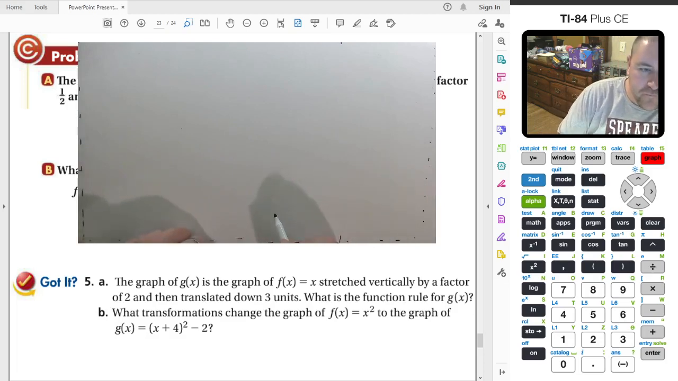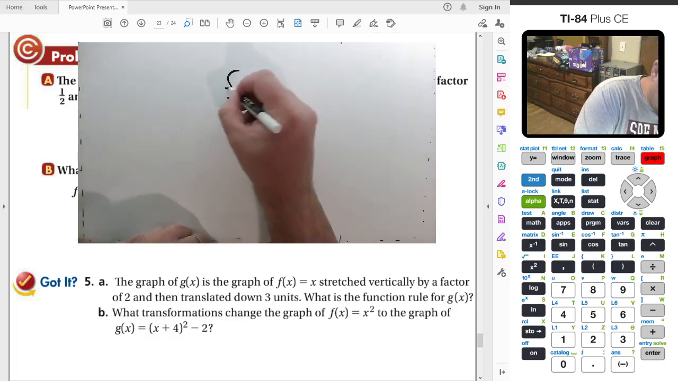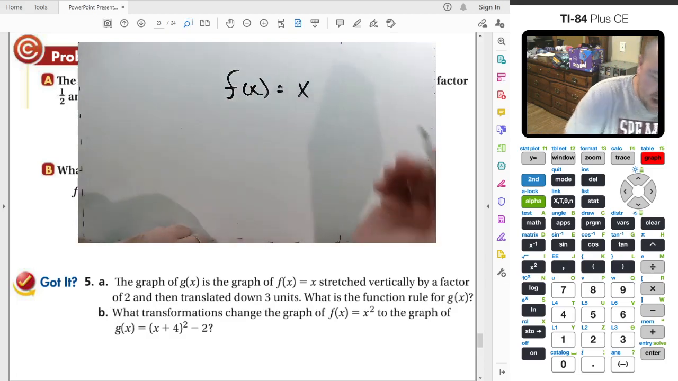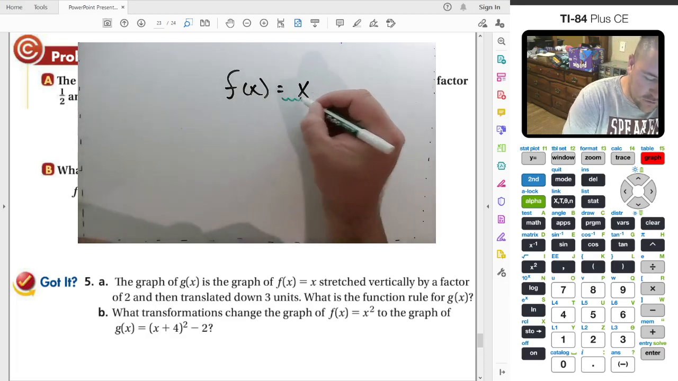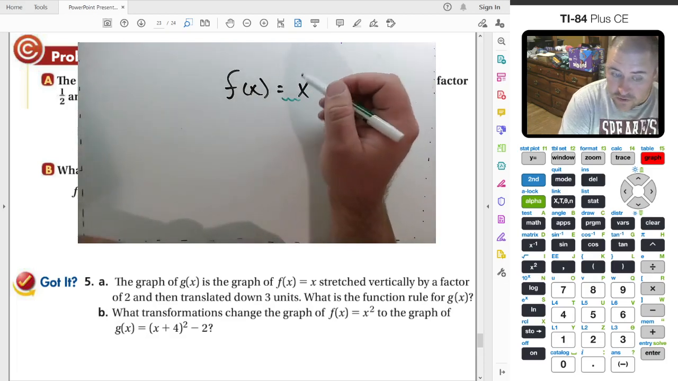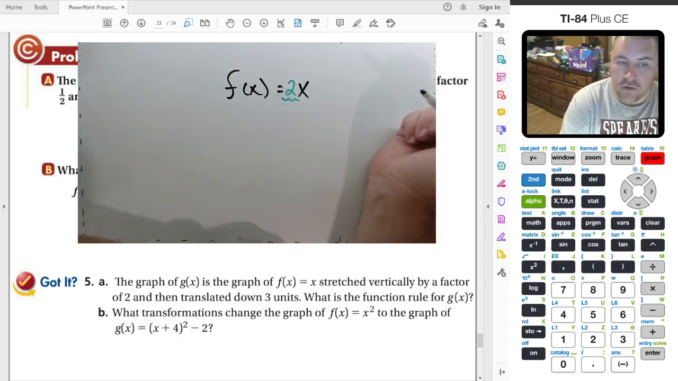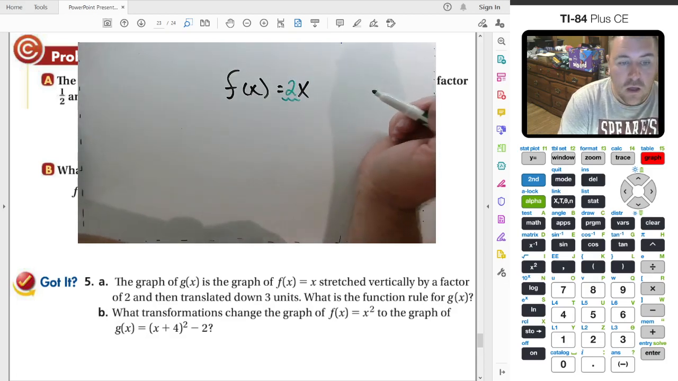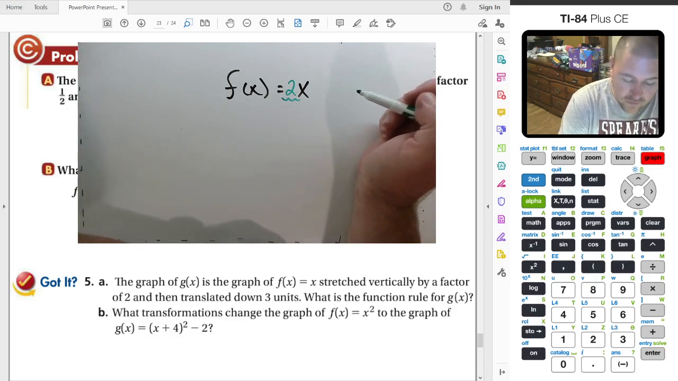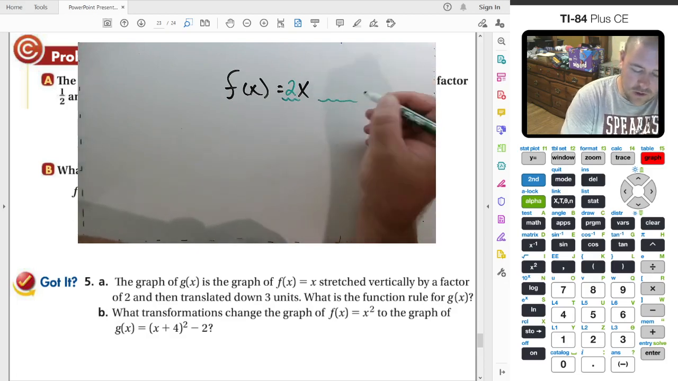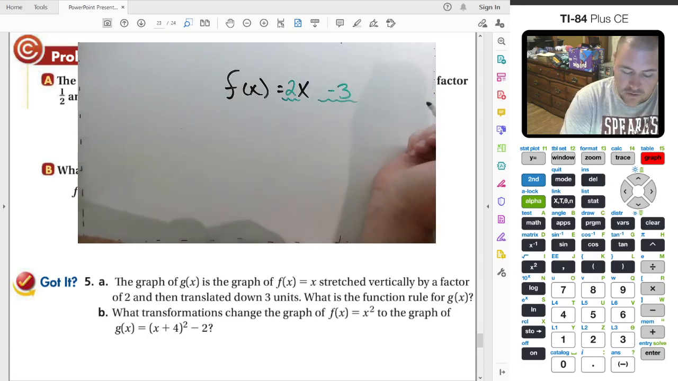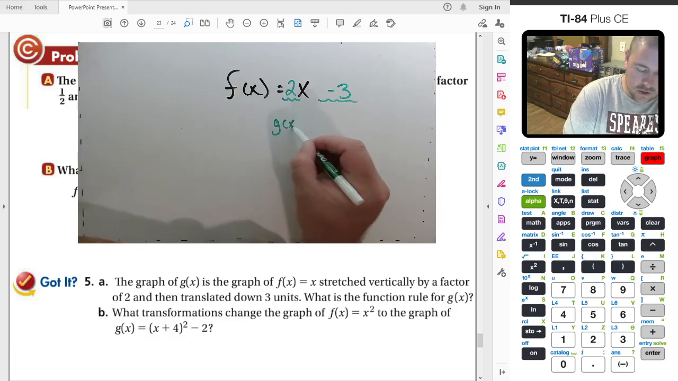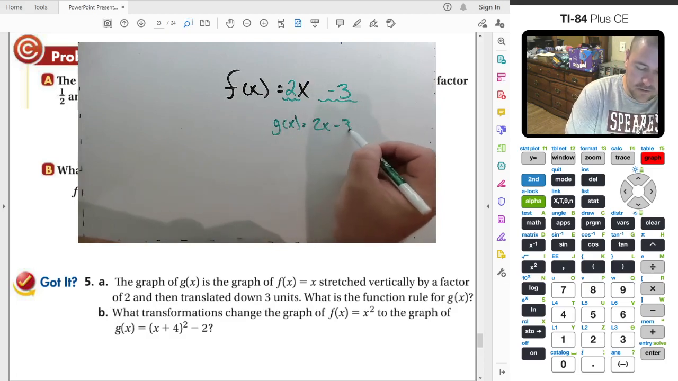Okay, so we're starting with f of x is x. I'm going to take that and stretch it vertically by a factor of 2. Well, this is my vertical stretch spot. So I'll just shove a 2 right there. And it says translated down 3 units. Well, that's the K spot. Again, no parentheses yet. So I'll put a -3 right there. G of x is 2x minus 3.